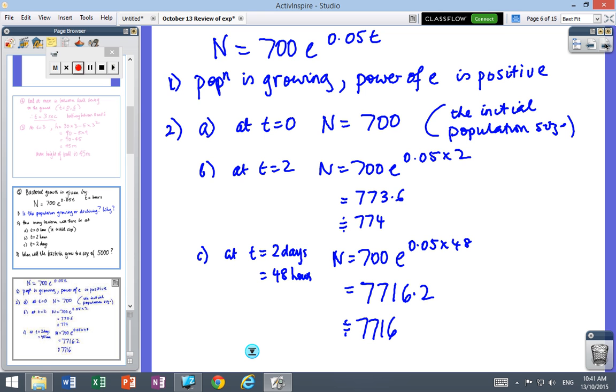Right. So in the first question, is the population growing or declining? The answer is the population is growing because the power up there is a positive number. It doesn't have a minus sign, so the power is positive, so the population is growing. If there was a minus sign, the population would be declining. So you look up there, the top number's positive, it's growing. That's the answer to the first one. So in the next 3, we just substitute the 3 numbers that are given.